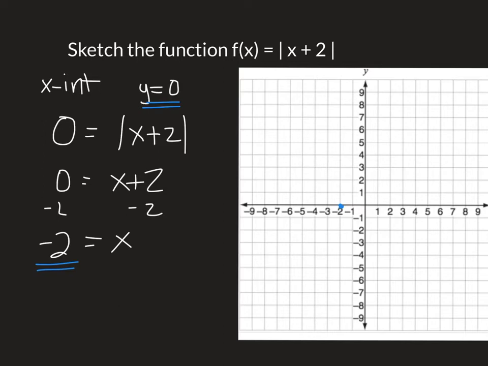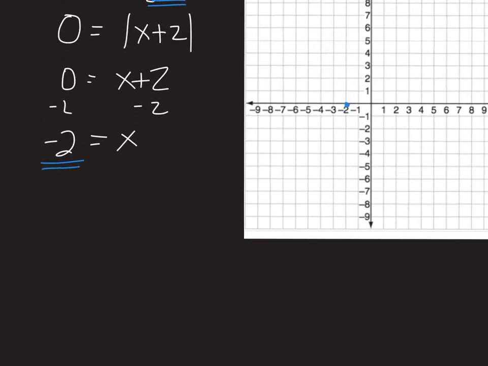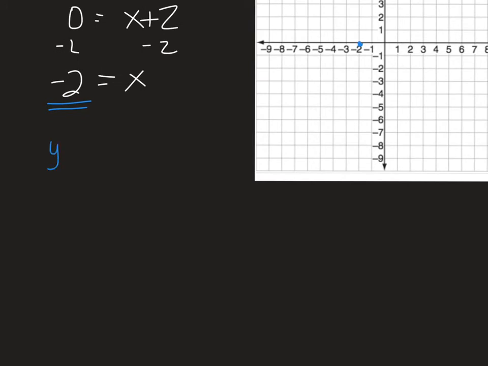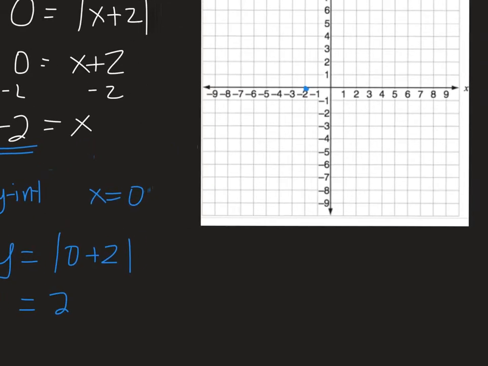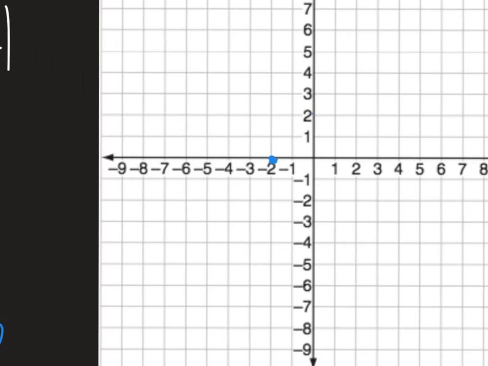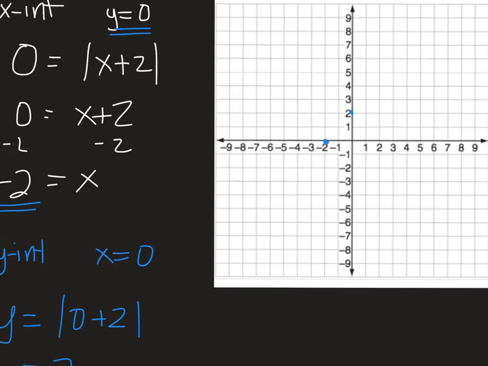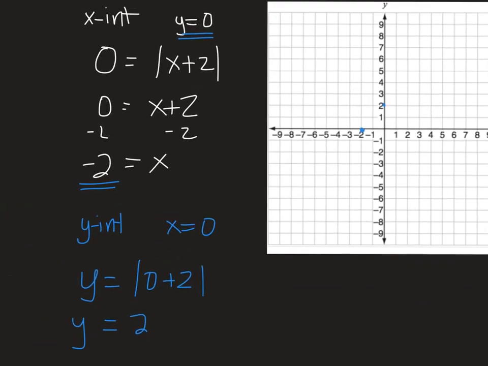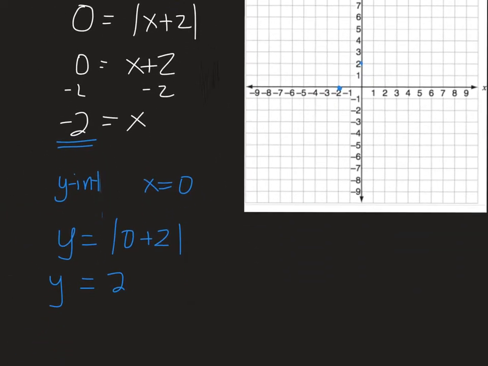The next thing we're going to do is find the y-intercept. That means at the y-intercept, the x value is 0. So y equals the absolute value of 0 plus 2, so y is simply 2. That's the point 0, comma positive 2. Now the rest of the points we can figure out by making a t-table of x and y values.